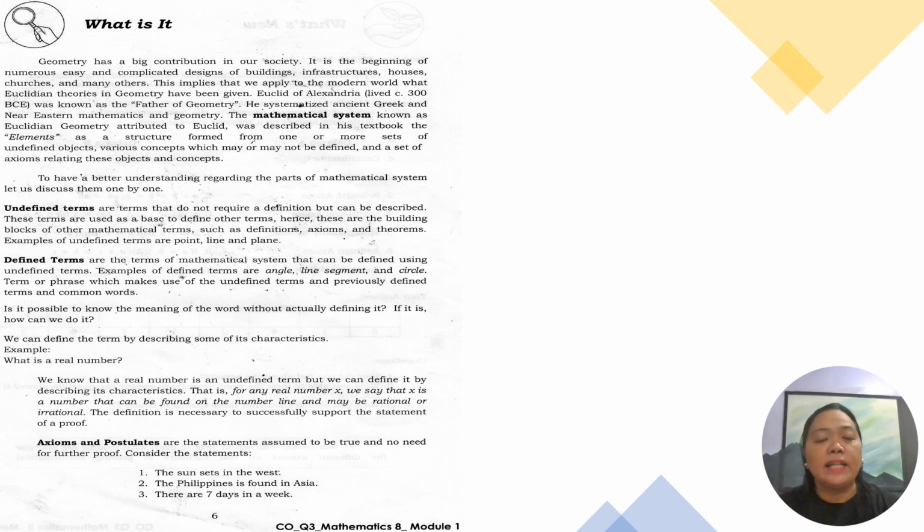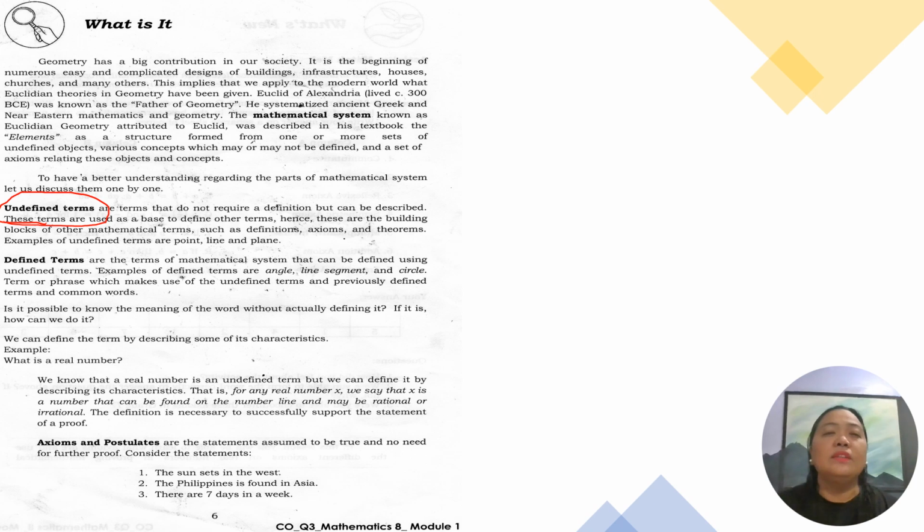And as described in his textbook, The Elements, a mathematical system is a structure formed from one or more sets of undefined objects, various concepts which may or may not be defined, and a set of axioms relating to these objects and concepts. To have a better understanding regarding the parts of the mathematical system, now let us discuss one by one the different terms. Let us start with the undefined terms.